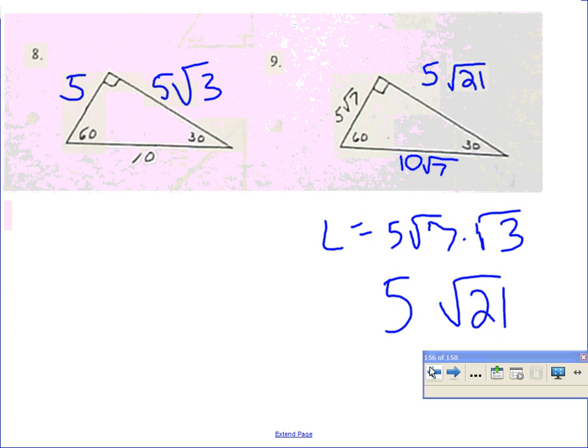Any questions? Thumbs up, thumbs down on special right triangles. Yeah, Gio, your thumb needs to be in one direction. Okay. Okay, thank you.